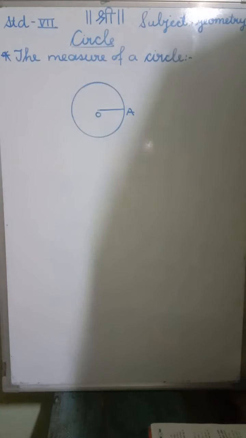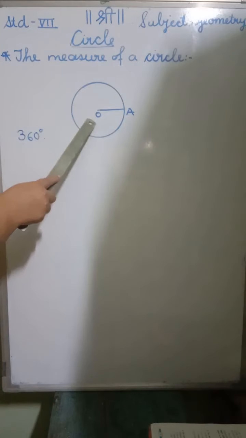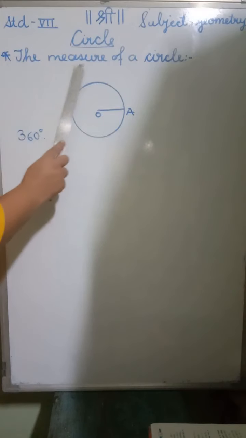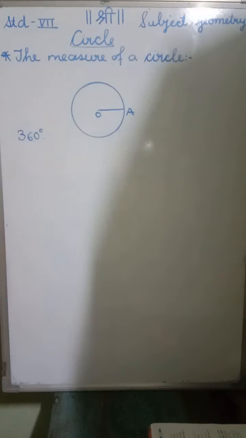Yes, means it is turning and completing a complete angle. And we have already learned that the measure of the complete angle is how much? Yes, the measure of a complete angle is 360 degrees. Therefore, the angle subtended at the center by the circle is how much? 360 degrees. So always remember, the measure of a complete circle is 360 degrees.